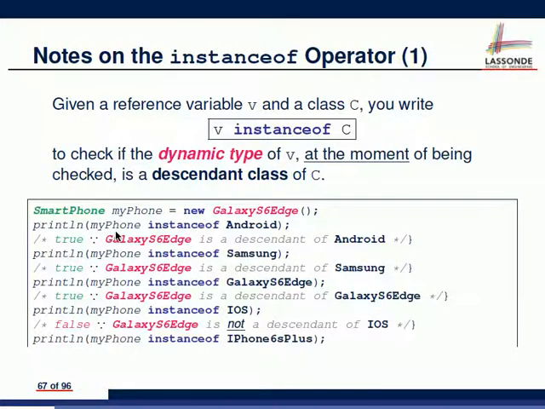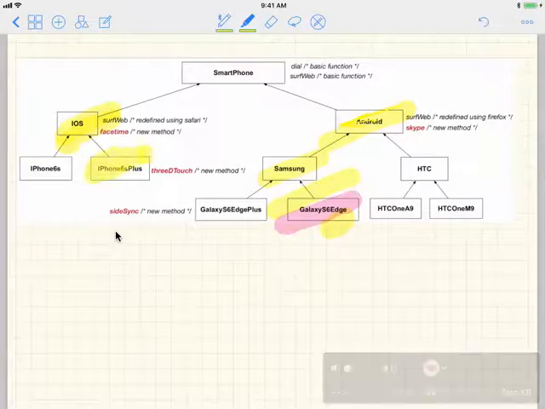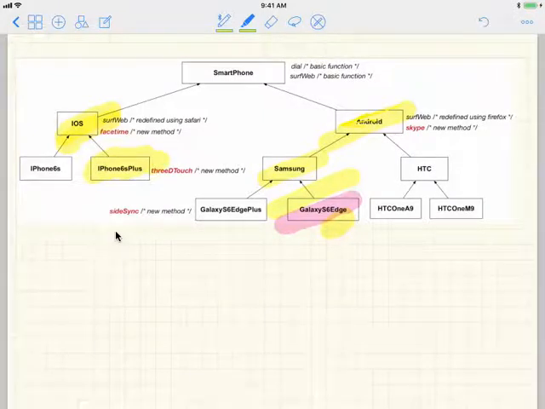How about this one here? So my phone instance of iPhone 6s Plus. No, right? Because iPhone 6s Plus is over here. That's also not. So also Galaxy over here is not a descending class of that. So false. Questions? So to clarify, basically it's because it checks if it's a descendant. It's dynamic type. Correct. So instance of is a runtime check.